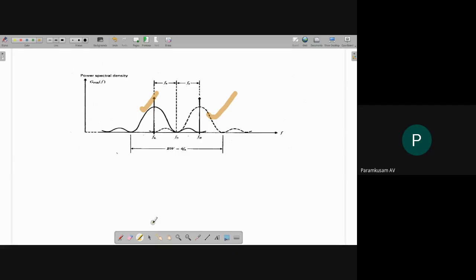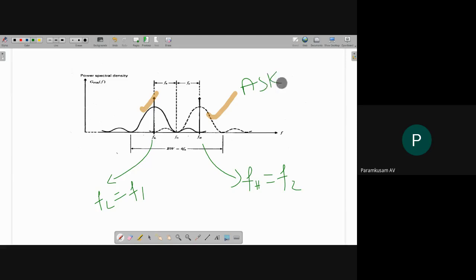Where is the center frequency of this ASK signal spectrum? FH, which we have so far called F2. FH is equal to F2, and FL is equal to F1. This represents the ASK spectrum with frequency F2, and this is the ASK spectrum with frequency F1. So these two are combined.